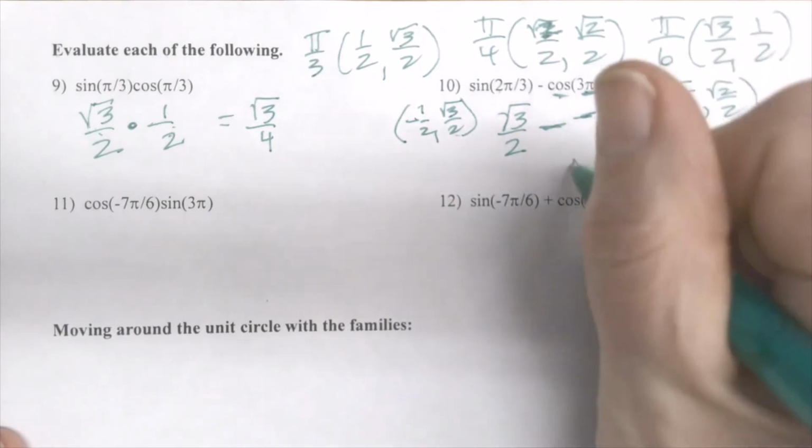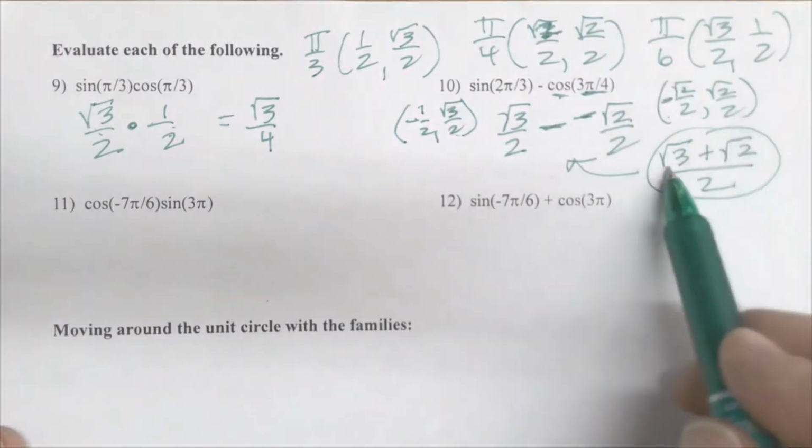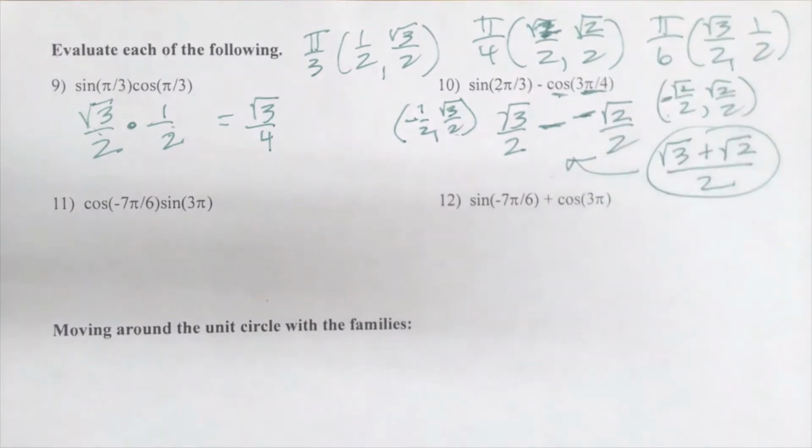Those are simplifying like terms. I can't add together the radicals. I can multiply radicals, I cannot add them.